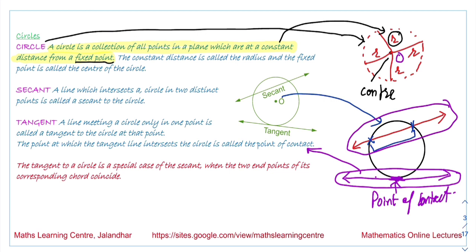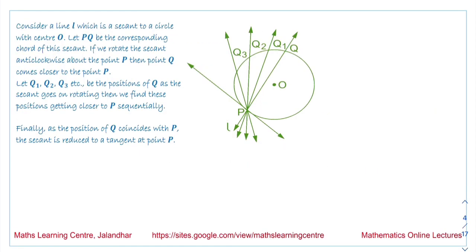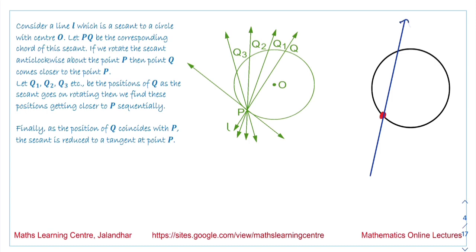So a tangent to a circle is a special case of a secant, when the endpoints of the corresponding chord coincide. This is explained on the next slide. Suppose again we are considering a circle. We have fixed a point P on this circle, and now we are going to draw a secant over here, passing through this point P.